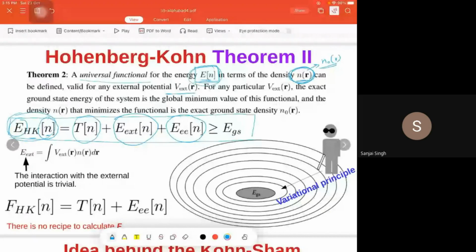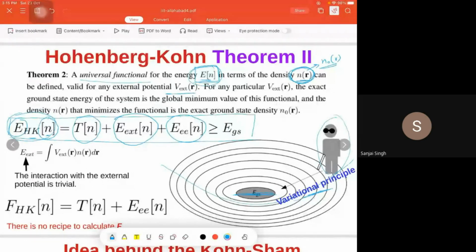This is what I'm trying to point out from this graph. This is sort of a potential energy curve, where, let's say, this is a blind man trying to find out where the minimum is. The variational principle is telling you that if you minimize this, the minimum which is here is your ground state value. This is what I tried to explain earlier.